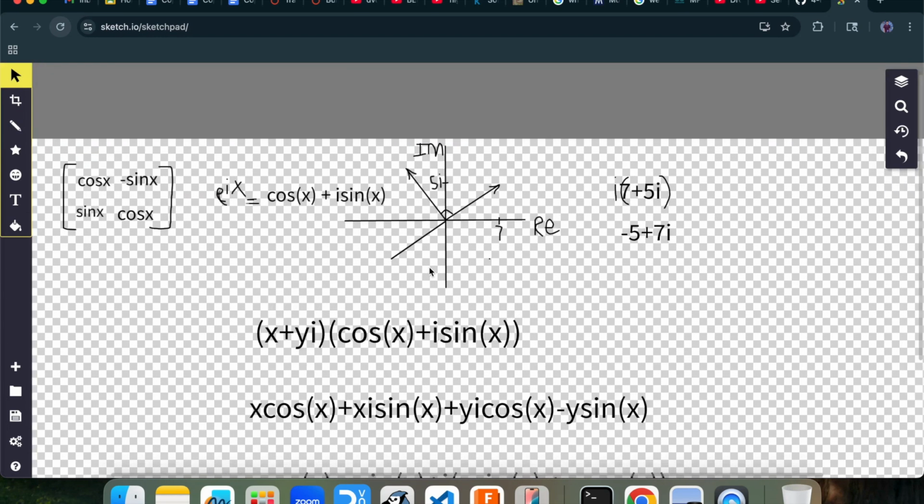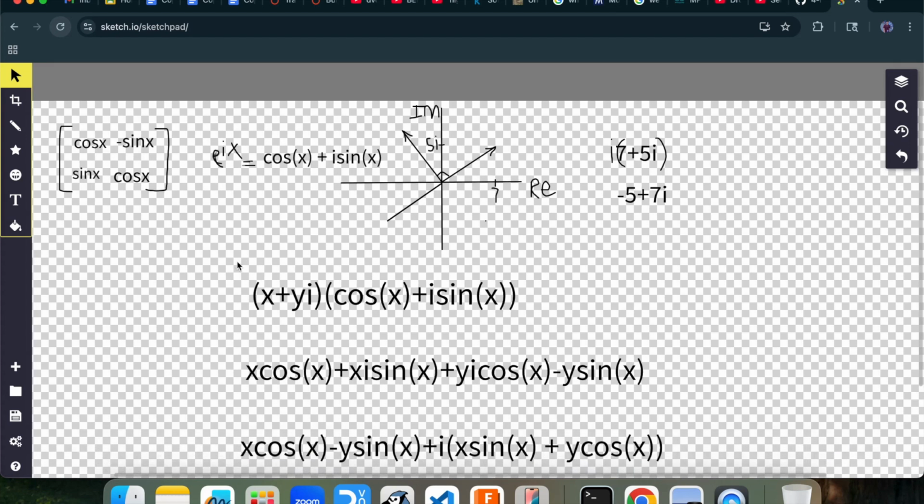I don't know. We'll just use this same thing. We'll just use this one. Okay, whatever. It doesn't really matter that much.